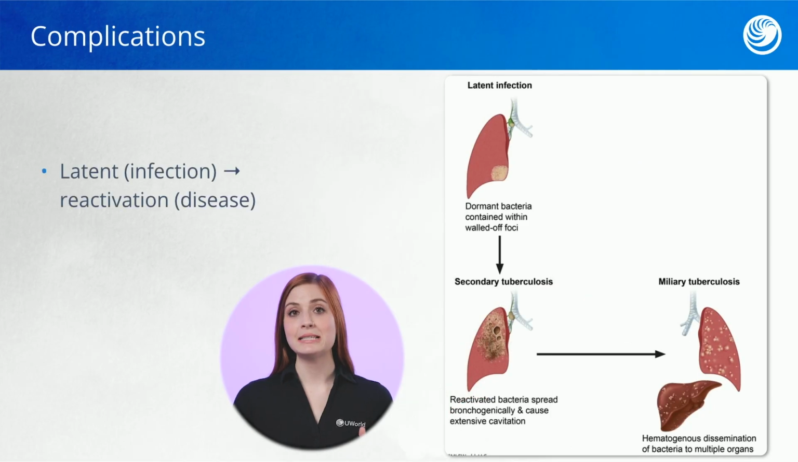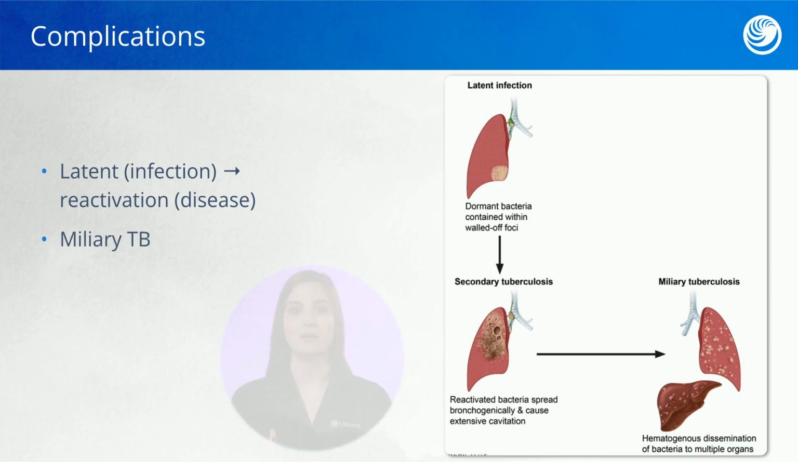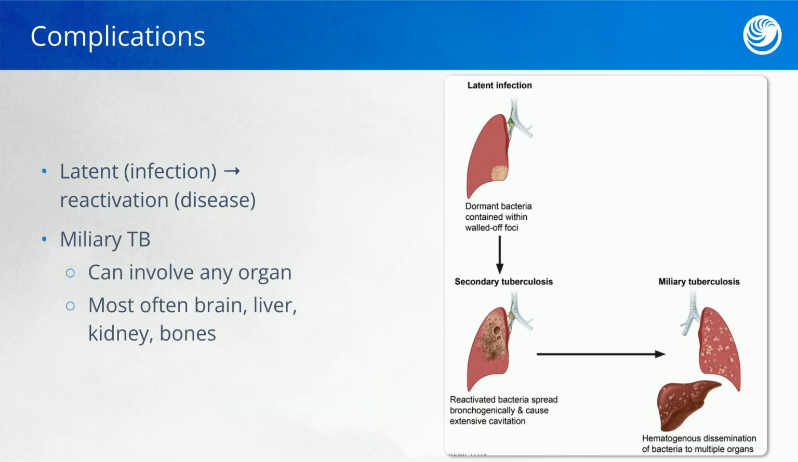As I mentioned, latent TB can reactivate and cause active TB. This can eventually progress to miliary TB, which can involve any organ, and most commonly the brain, liver, kidney, and bones. So you can see in the graphic, when the bacteria is reactivated, it begins spreading quickly through the lungs, and it eventually spreads to other organs. Little milia are formed, so it's called miliary tuberculosis.